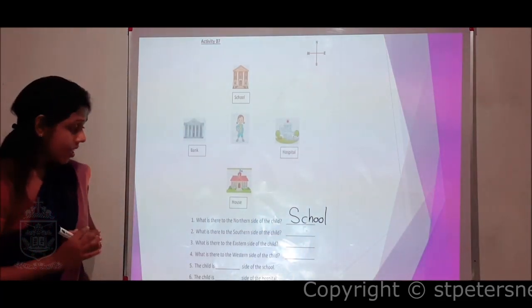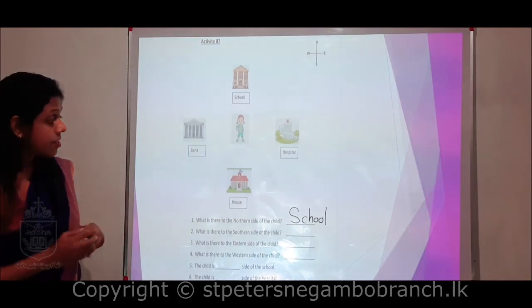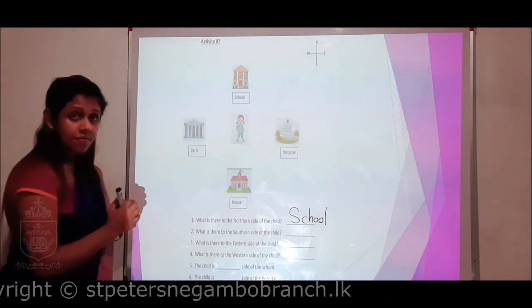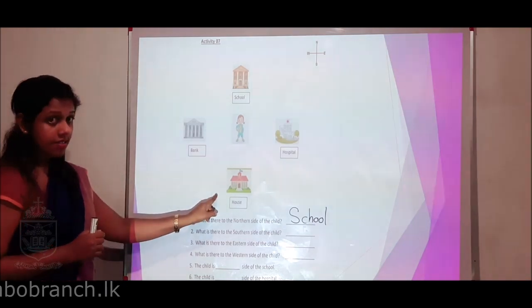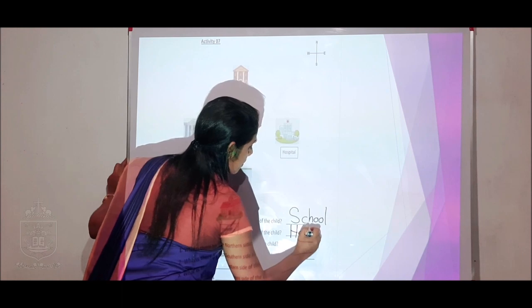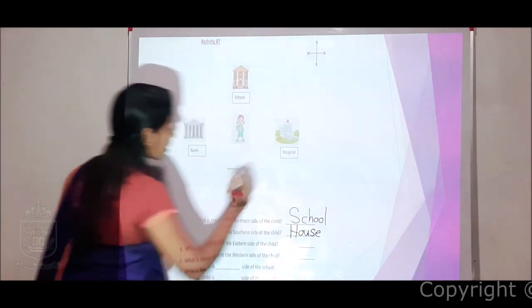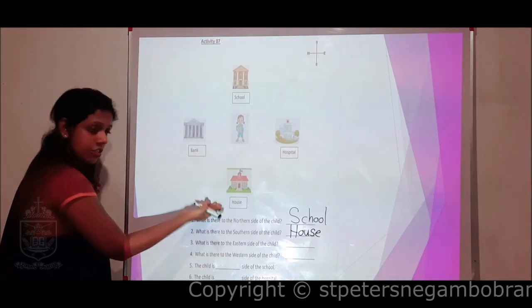What is there to the southern side of the child? Southern side of the child? Yes. What is the answer? House. We can find a house to the southern side of the child.